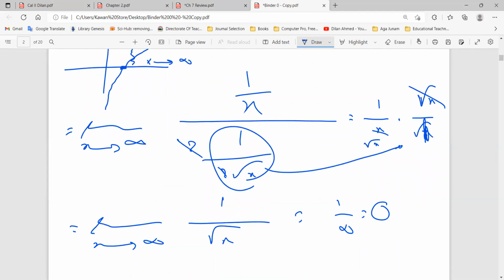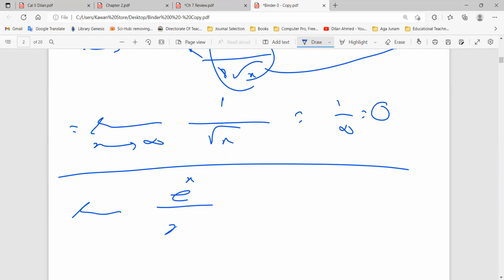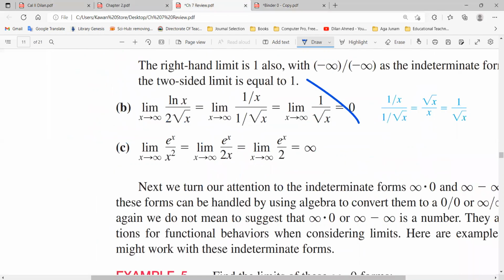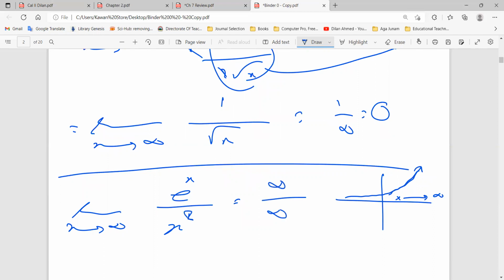Now look at the third one: the limit of e to the x over x squared. Of course, x goes to infinity. Again, here's the graph of e to the x. When x goes to infinity, the curve goes up. That's why I'll get infinity, and I know x squared is also equal to infinity.